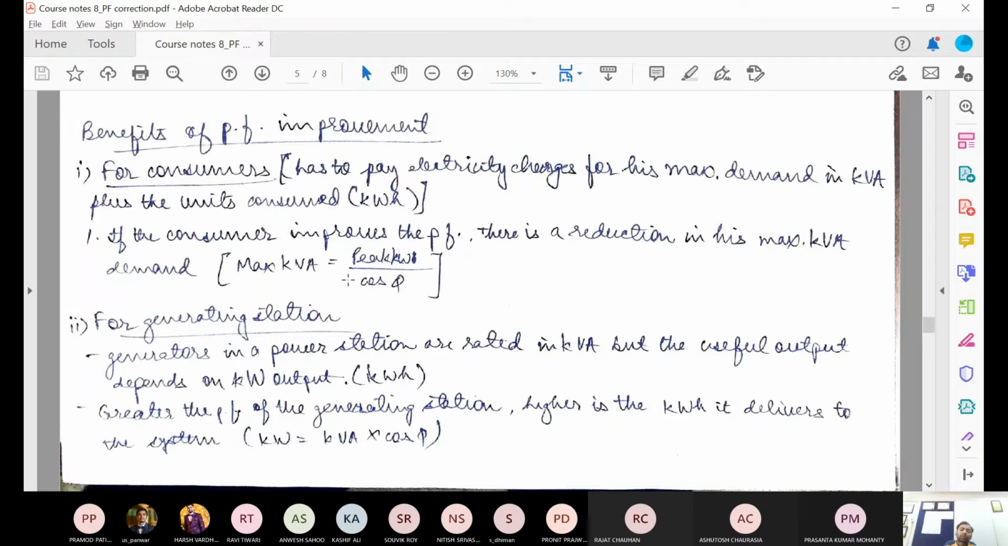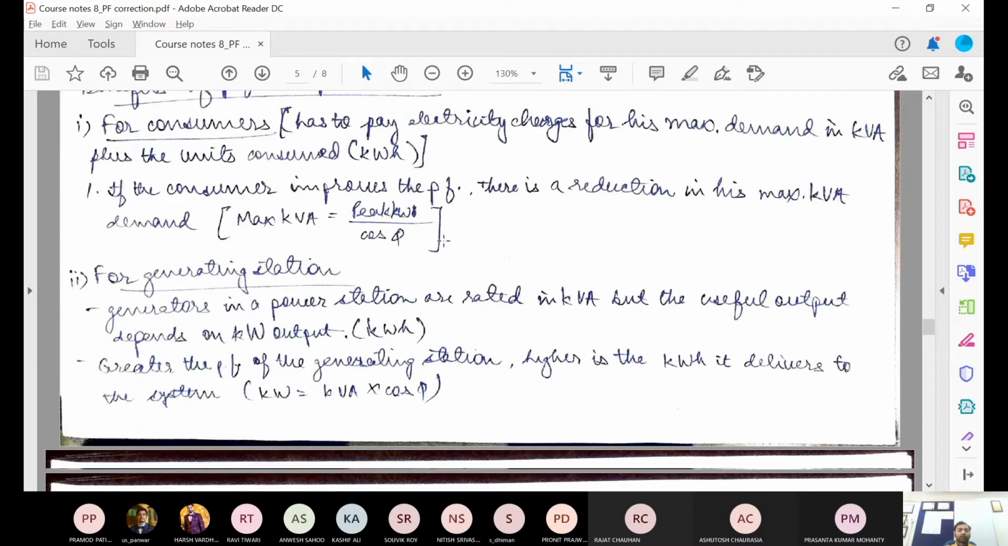So for those consumers, if the consumer improves the power factor, there is a reduction in the maximum kVA demand, because maximum kVA is nothing but the kilowatt divided by cos phi, the power factor of the circuit. So if we improve the cos phi for the same peak real power demand, the maximum kVA goes down. That is the advantage there.